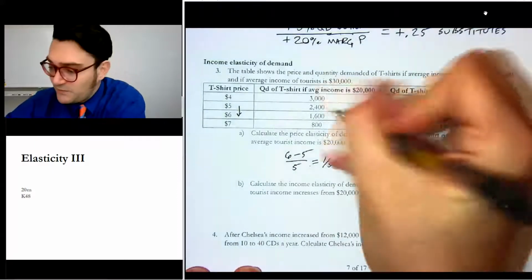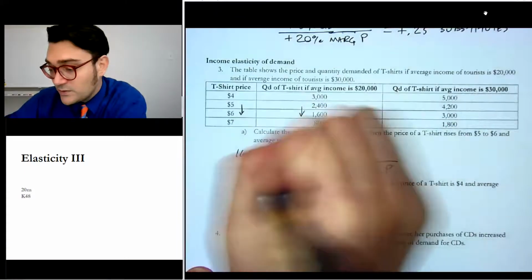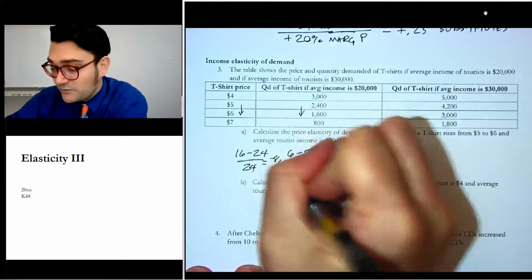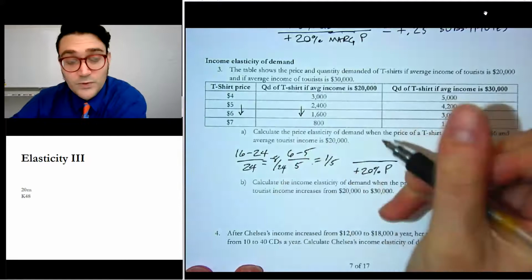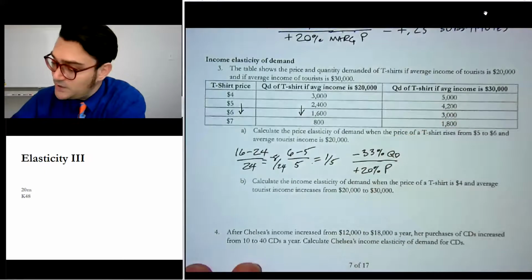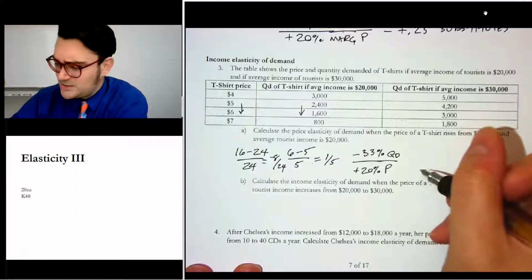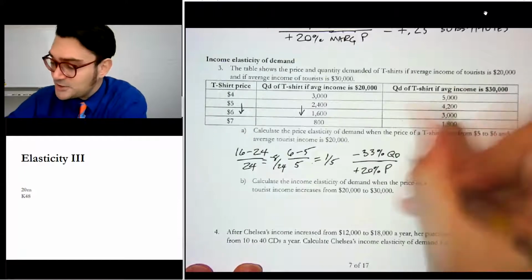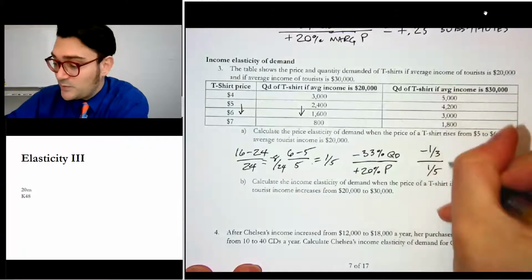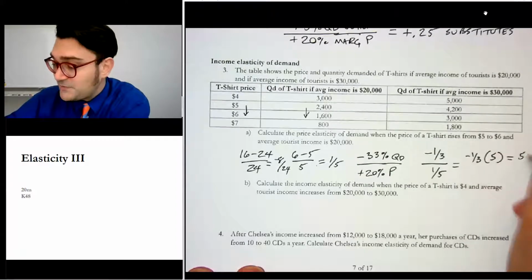And then we went from 2,400 to 1,600. So 16 minus 24 over 24. And that's equal to -8 over 24, which is -1/3. And -1/3 would be -33% quantity demanded. So in this one, this is just awful. It probably would be actually easier if we did this, -1/3 over 1/5. And then we know that that's equal to -1/3 times 5, which is 5/3, right?